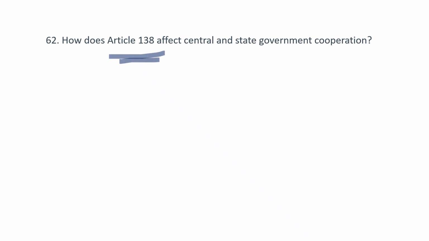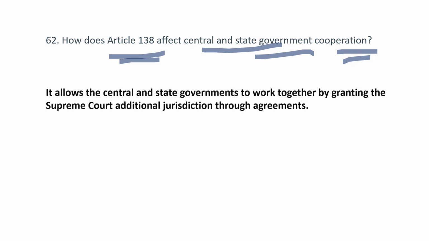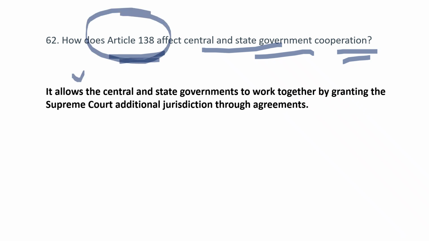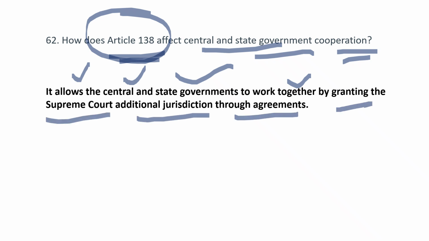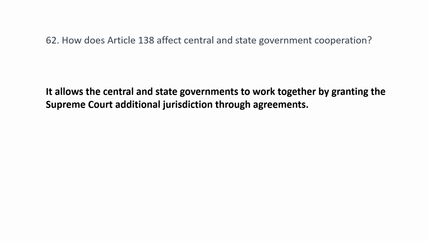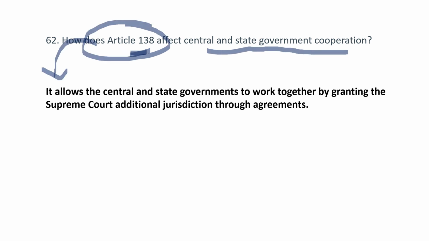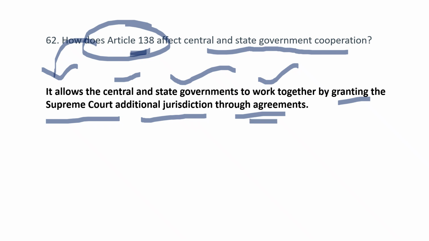How does Article 138 affect the central state government cooperation? Article 138 allows the central and state governments to work together by granting the Supreme Court additional jurisdiction through agreements. See this again. How does Article 138 affect the central state government cooperation? Article 138 allows the central and state governments to work together by granting the Supreme Court additional jurisdiction through agreements.